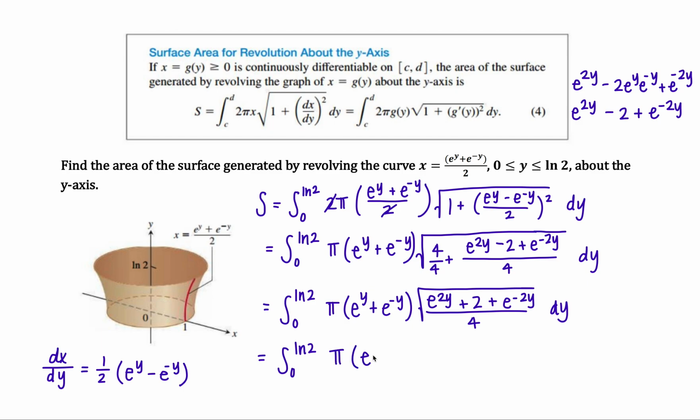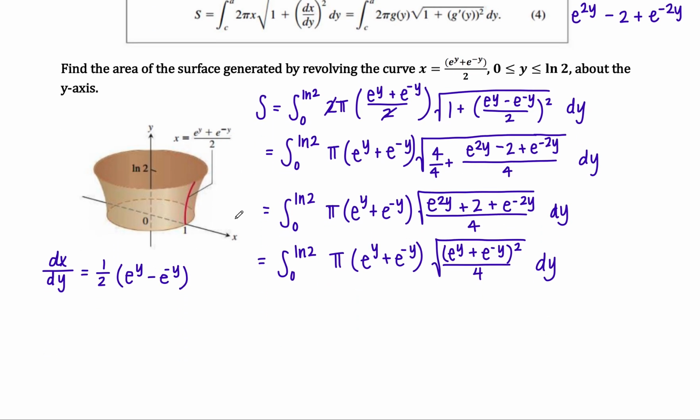So let me rewrite this one more time. So again, we have (e^y + e^(-y))² over 4. Now we can take the square root here. The square root of (e^y + e^(-y))² is just going to be e^y + e^(-y). Since I already have an e^y + e^(-y), in total now I'm going to have (e^y + e^(-y))².